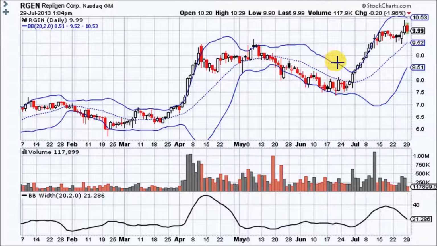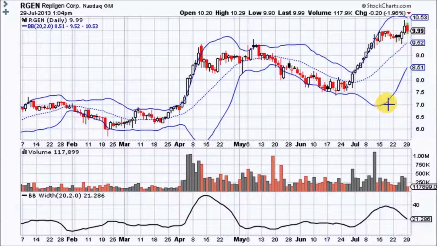Here's another squeeze right here with the upper Bollinger Band going down, the lower Bollinger Band going up. They're squeezing together right here. Again, it's a low reading on the indicator and really nice volume comes in and sends it up to the upper Bollinger Band, pushing it up for about 2 weeks from roughly $8 to almost $10.